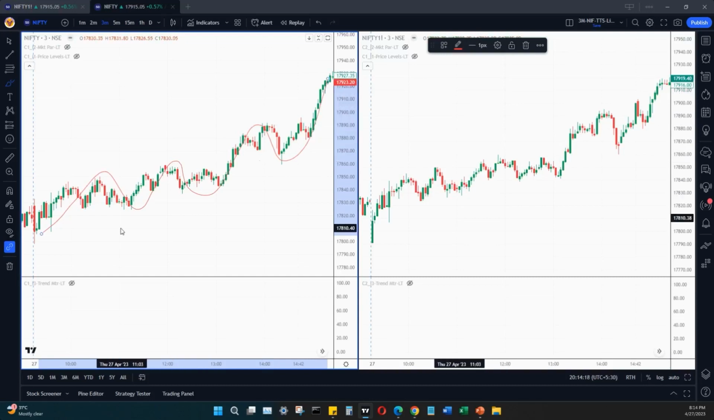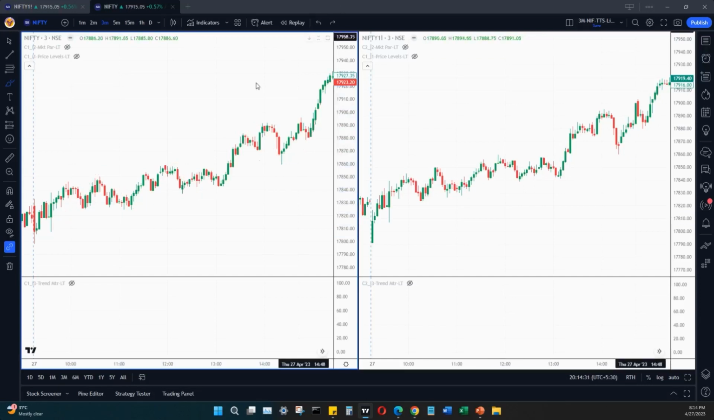Such trending days are not very common. You would get to see only 2 or 3 days in a month in the trending mode, either to the upside or downside. So today is one such day where the trend was to the upside. Now let's apply the custom indicators.